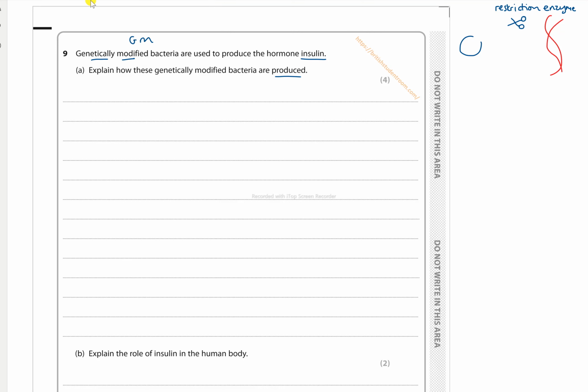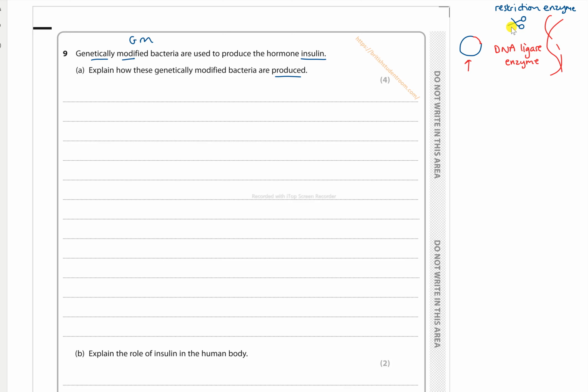Right, so you cut that bit out, and then with the same restriction enzyme you cut out a piece of DNA, and then you take this DNA and glue it here. So you glue it in here using something called DNA ligase enzyme.